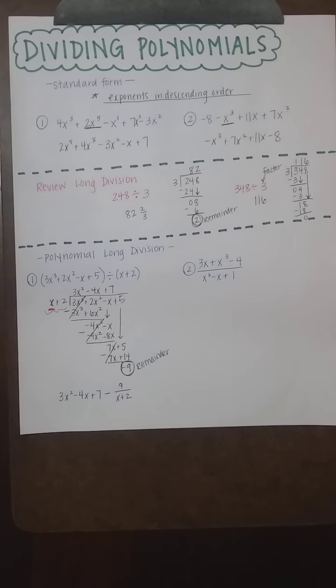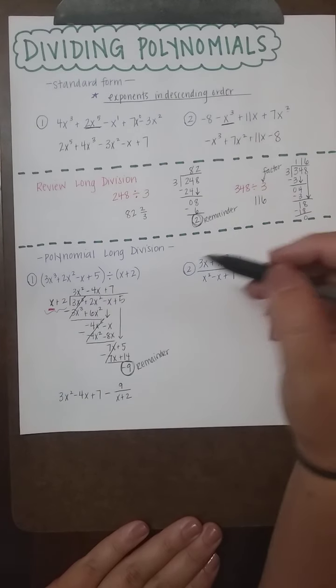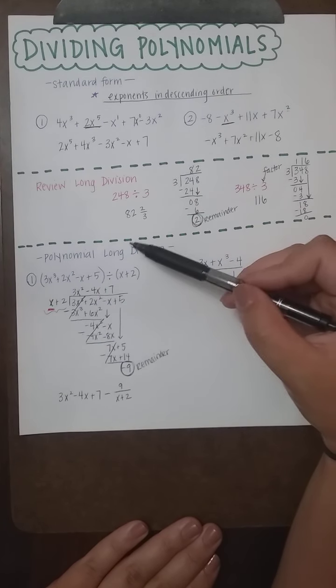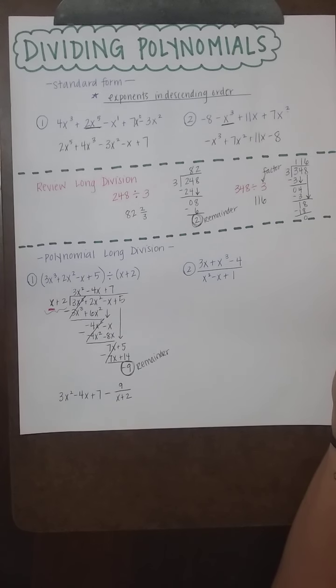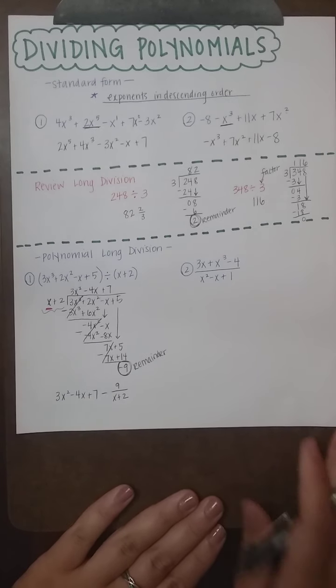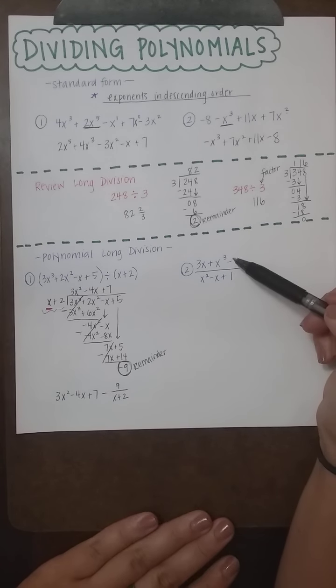All right, so it's a lot of work. We'll learn a shortcut in just a minute, but polynomial division works every single time, or our long division works every single time. Okay, then one more. This is another way of writing division, right? Top divided by bottom, so it's the same thing.